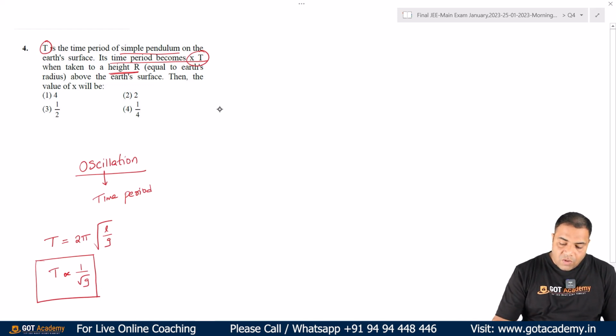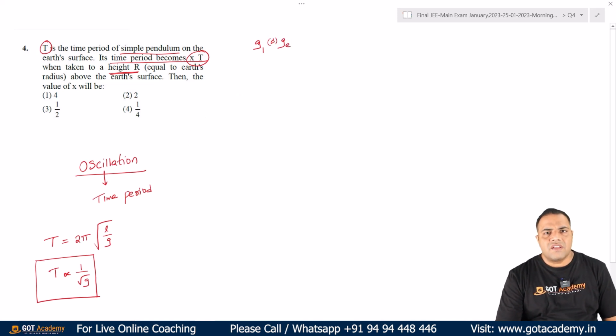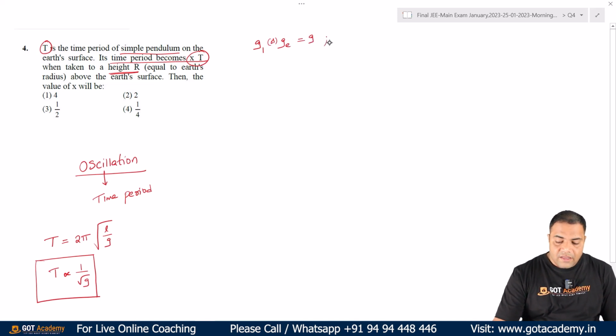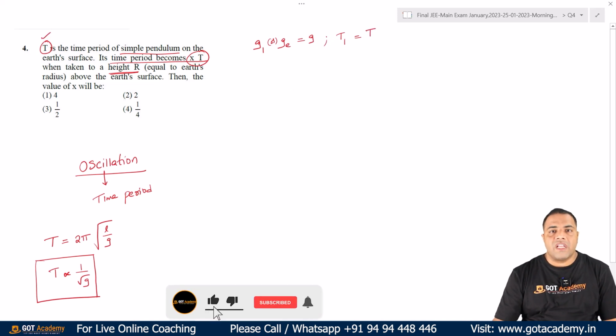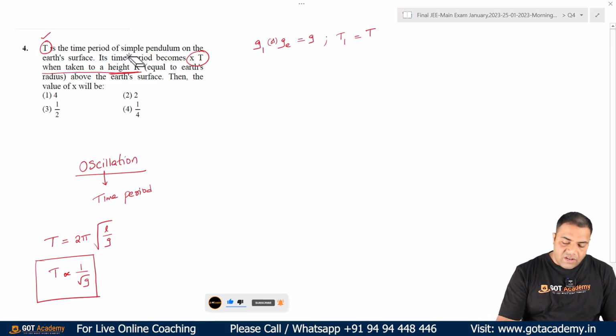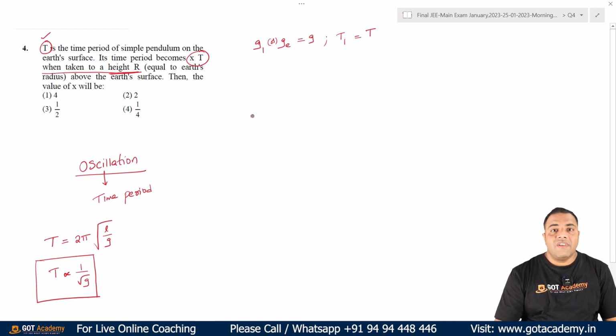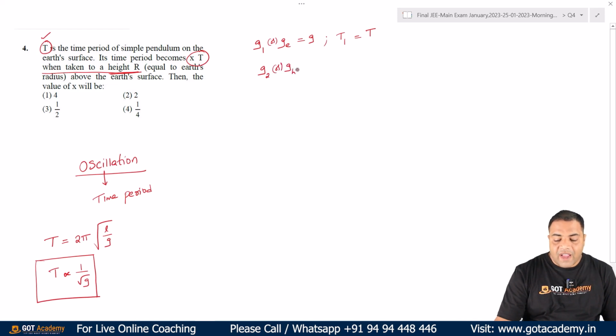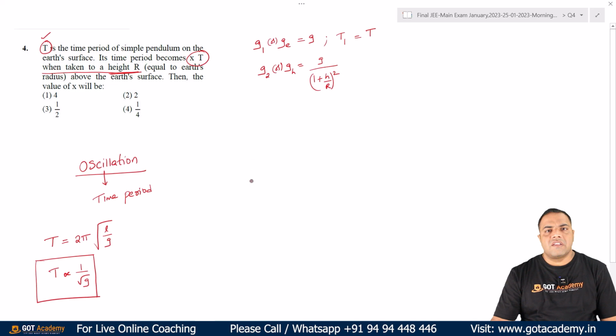Clear? So now, on the surface of earth, let me write it as g suffix e, meaning g on the surface of earth. Naturally, it is g. In such case, the time period T1 is given as T. So let me write T1 is equal to T. Now, when taken to a height R, g will definitely change. The formula for g2, or you could write g at some height h, is given by g by (1 plus h by R) whole square. This is what is given.